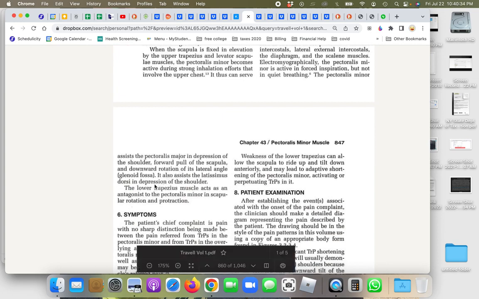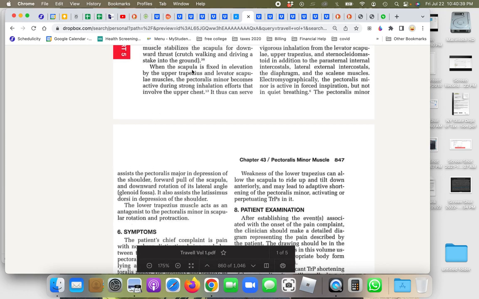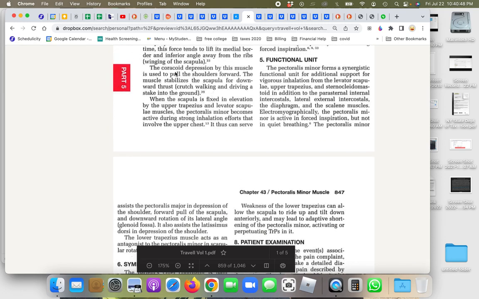So let's see if I can find that. It says when the scapula, just a minute. When the scapula is fixed in elevation by the upper trapezius and, oh, I'm sorry, I misspoke. It's not downward. Okay. So first of all, the pec minor.